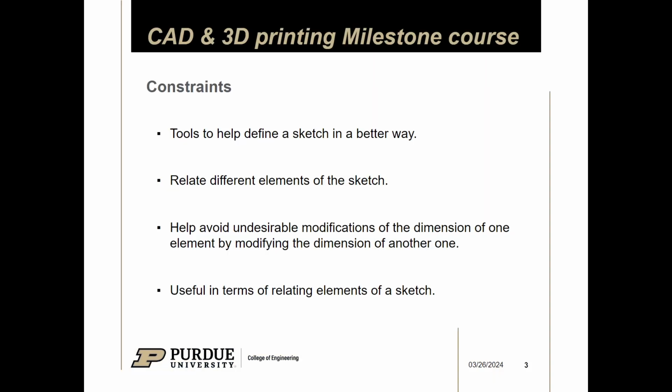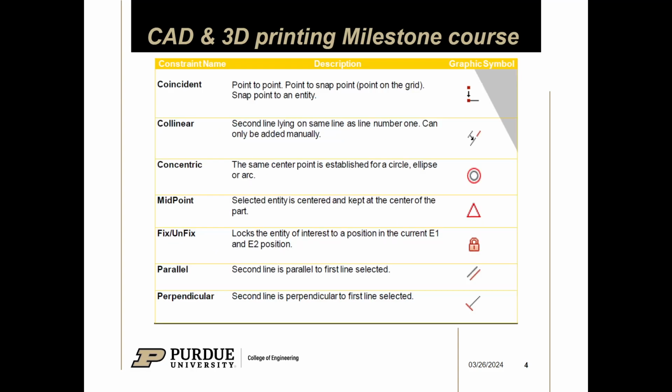So we talked about constraints very briefly last week, but we're going to go a lot deeper today. Essentially, it's a tool to help you define your sketch in a better way, right? Again, we've been using the dimension tool to relate different elements of a sketch to each other, but there are many other ways of doing that, right? If you've all taken geometry before, a lot of these will probably sound familiar, especially parallel and perpendicular. But there are a lot of different geometric constraints that you can use to constrain your model, right?